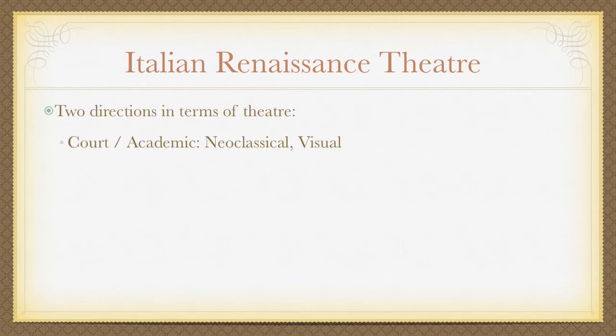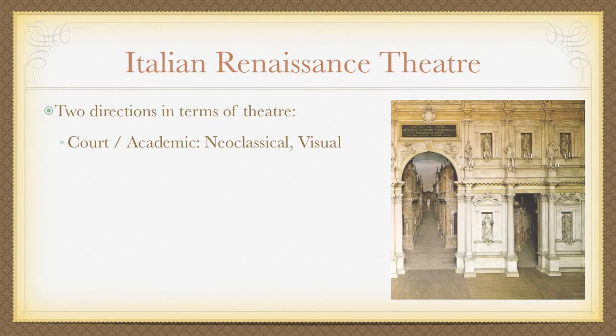So having looked at the historical and cultural background of the Italian Renaissance, let's take a look at the two major directions that emerged from the Renaissance in terms of theater. First, we talk about a court or academic theater. This was really wealthy people, right? Nobles and some academics embracing a neoclassical mentality. That is, if the Greeks and Romans did it, we want to do it.